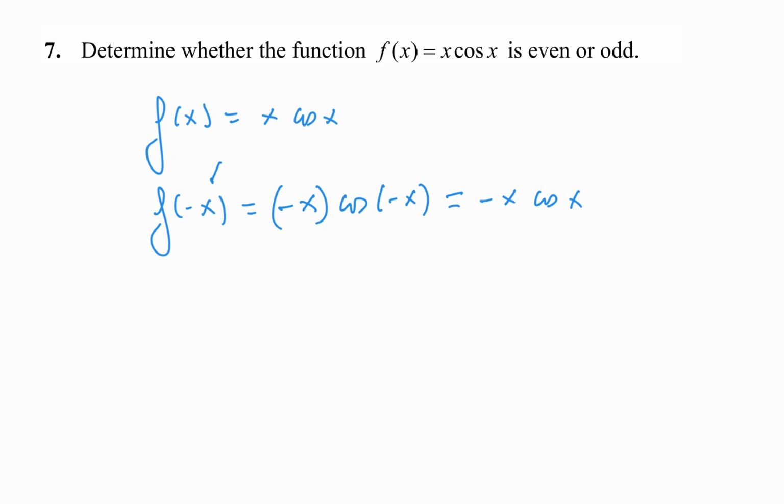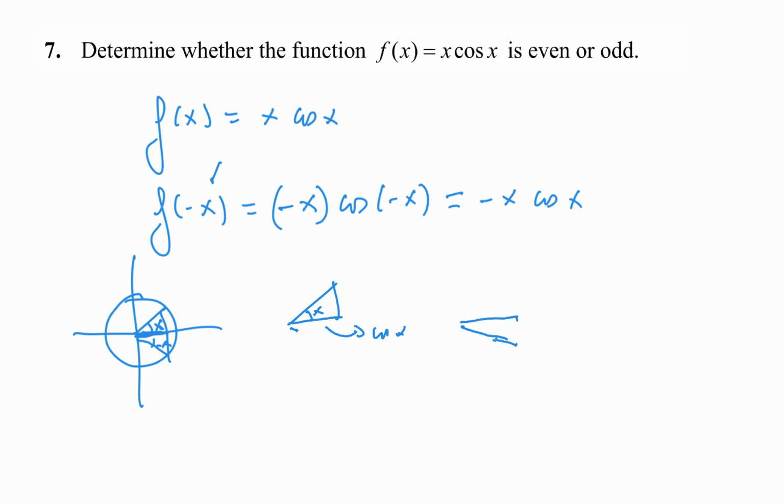Because if you go to the unit circle, you will realize that when you have the angle x, the cosine is the adjacent, and when you have the angle minus x, the cosine is also the adjacent. So you have two triangles. This is the x, this is cosine of x in the unit circle, and for the minus x angle, you have the same amount for cosine. So cosine of x is equal to cosine of minus x.